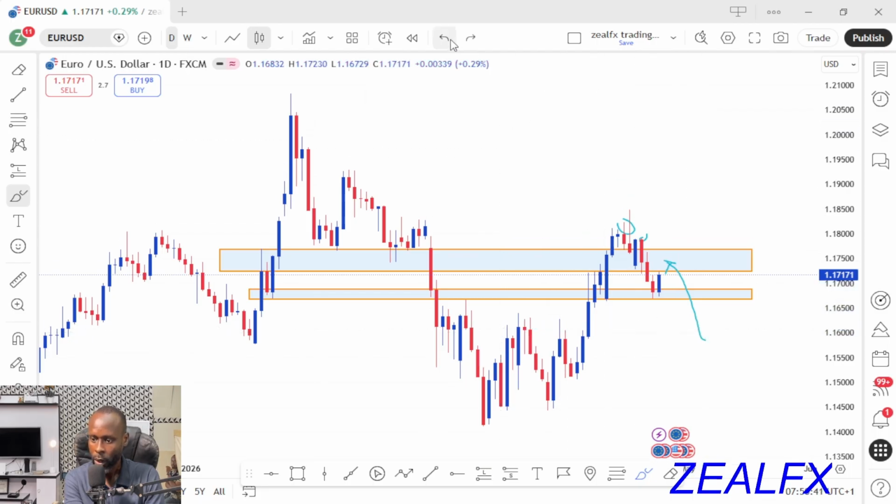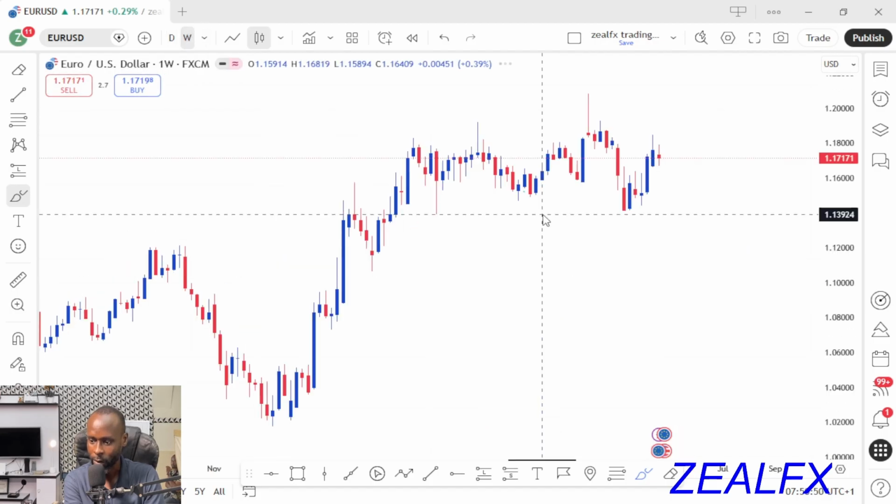So for now, we can't just take this trade this way. We have to confirm this trade before we make any possible decision. Let's look at the weekly time frame.